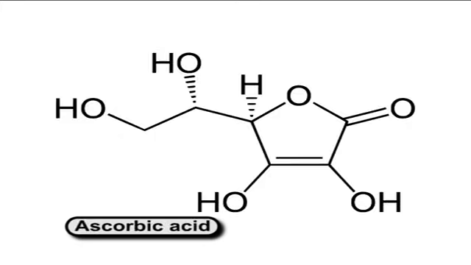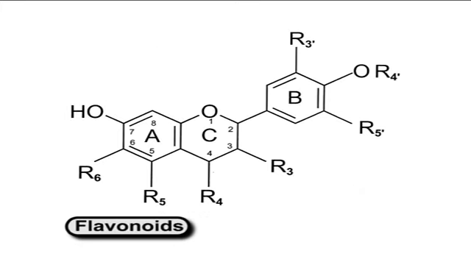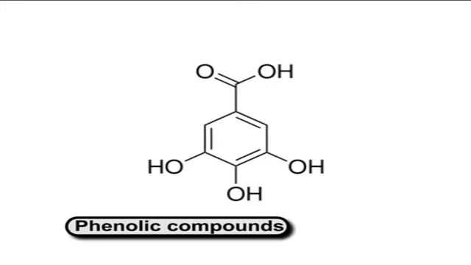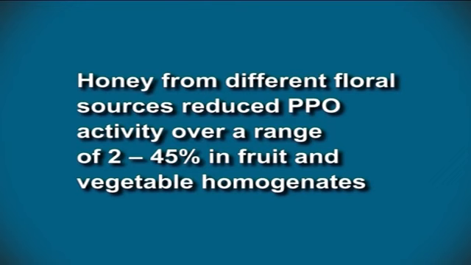Honey contains a number of components known to act as preservatives. These include alpha tocopherol, ascorbic acid, flavonoids and other phenolic compounds. Honey from different floral sources reduces PPO activity over a range of 2 to 45% in fruit and vegetable homogenates. Also, combination with ascorbic acid enhances the inhibitory effect.